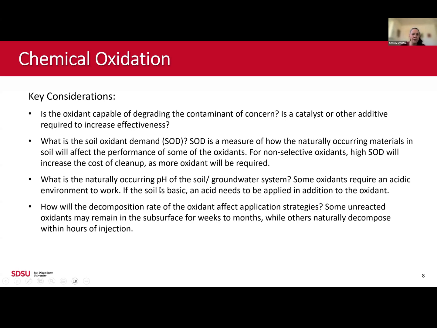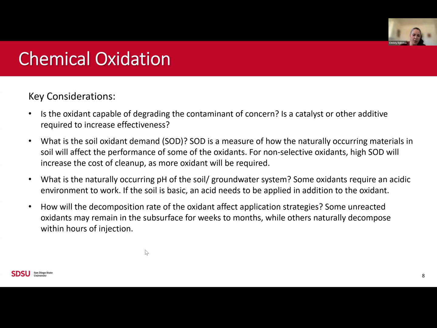All right, next up, we also have to consider pH, because pH makes a big difference in how effective our oxidants will be. Some oxidants like a more acidic environment, some more basic, so we have to make sure that whatever we select is appropriate for that environment and that pH, because we're not very easily able to adjust the pH of soil or groundwater.